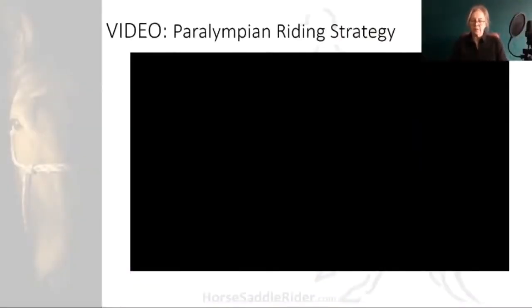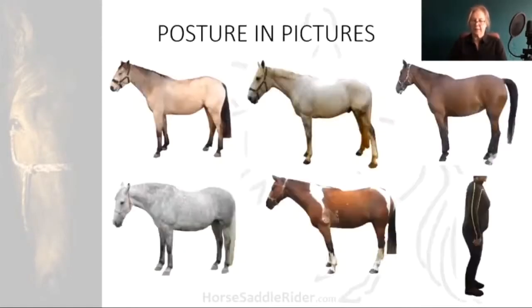So a very, very useful insight there as to what happens when we haven't got full use of our limbs. So there's clearly something else we need to be doing beyond having the perfect heel position. So just revisiting these postures, the different types of posture we can adopt, horse and rider.